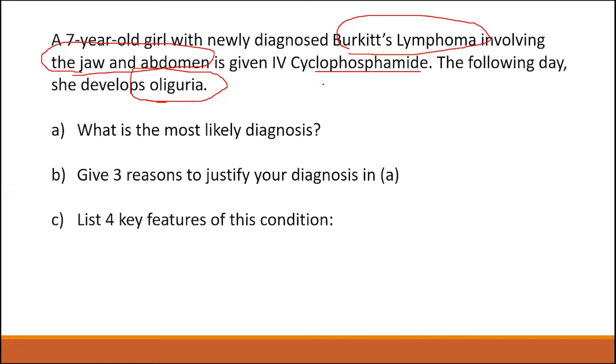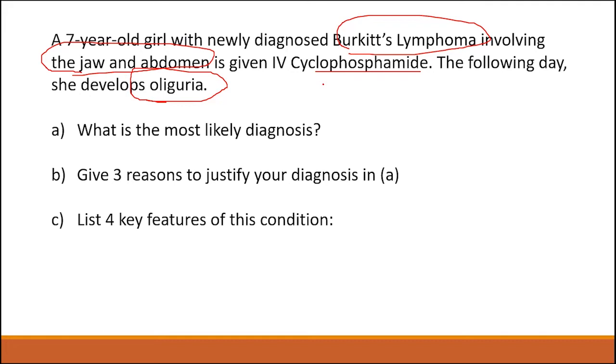Hyperkalemia. 2, hyperuricemia. Hyperuricemia means too much uric acid. 3, hypocalcemia, low calcium. Hypocalcemia. Then elevated serum creatinine. Then also hyperphosphatemia. That means the phosphorus is high. So again, hyperkalemia, hyperphosphatemia, hyperuricemia, hypocalcemia, elevated serum creatinine. As simple as ABC.